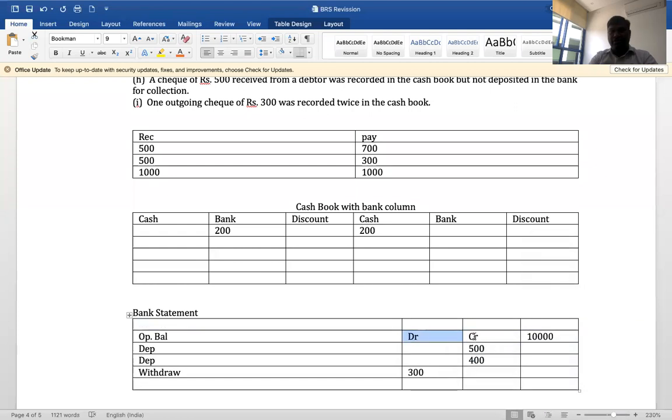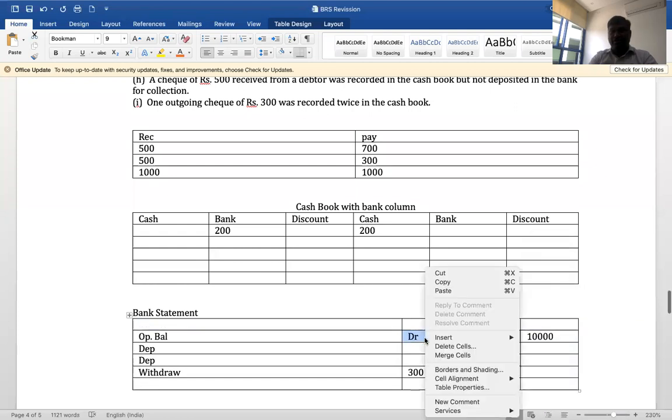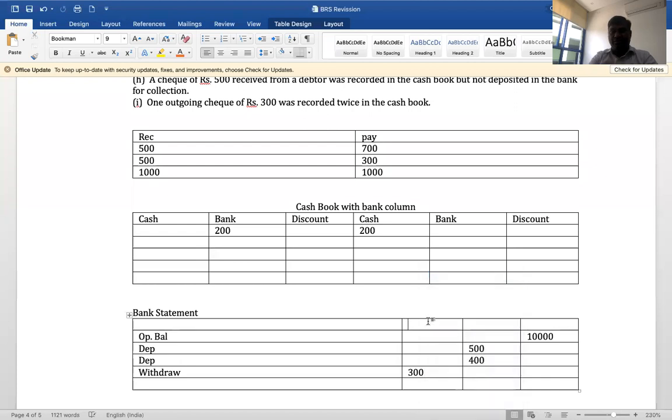Yeah, actually, this is the bank and this is balance. And this is particulars. Okay, all right. So this is how the bank statement looks. You just go back and check.